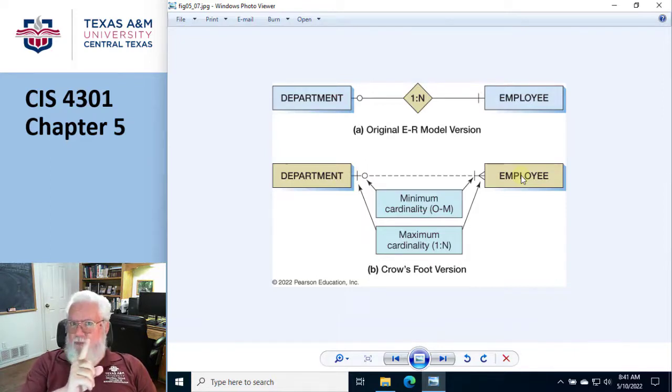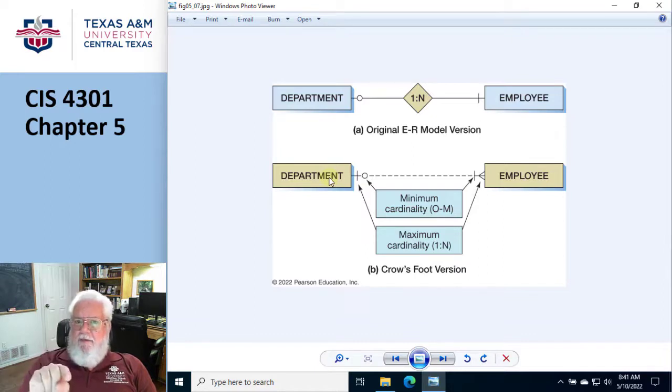This is kind of sort of important. When reading the minimum, the way the maximum is easy. So this little line means one, and this little crow's foot thing over here means many. That makes sense, right? This almost looks like a one. That almost looks like a many. I'll give them that. The problem is the minimum cardinality uses the exact same symbol as the one. Okay, that part is a little confusing. So let me just stick with what I'm talking about now.